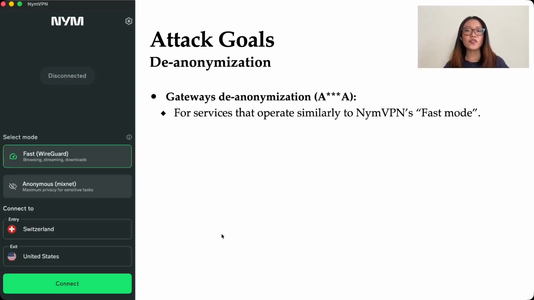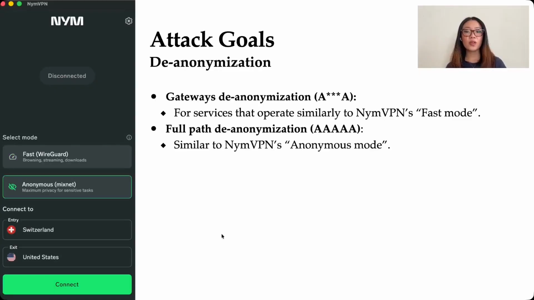So the overall goal of the attack in controlling the active set is to de-anonymize user traffic, because only active set nodes can route actual user packets. So there are two goals. The first one is gateway de-anonymization. It mimics services that operate similarly to NymVPN's fast mode. And the second one is the full path de-anonymization, which is similar to NymVPN's anonymous mode.